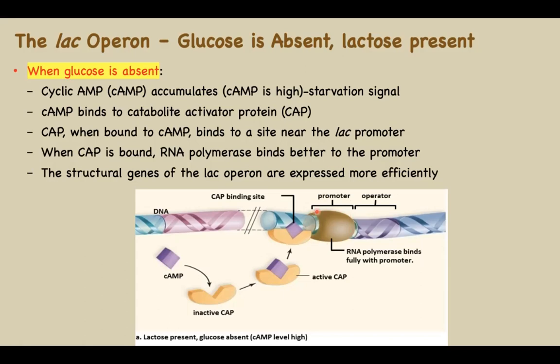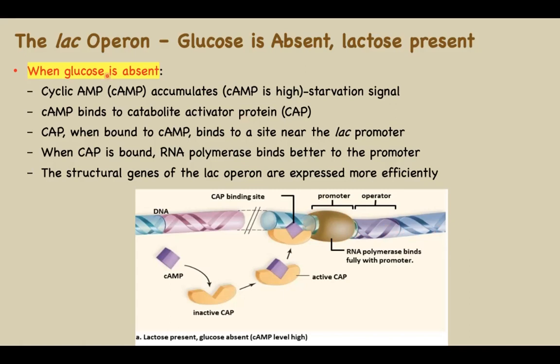Dia penuh. You can see here gambar dia penuh. So the RNA polymerase binds fully with the promoter. So lastly akan ada transcription happening because the RNA polymerase boleh bind to the promoter. So the structural genes of the lac operon are expressed more efficiently. Okay, so this is when glucose is absent.